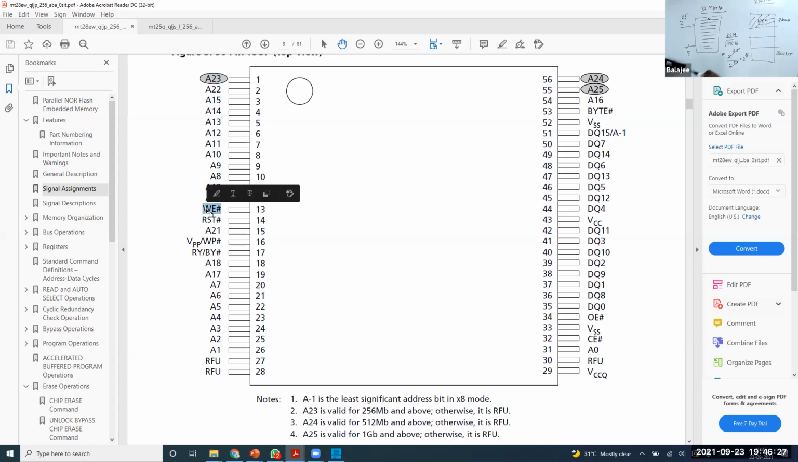Then write enable is when you are going to write something. But we are going to discuss how to write into the flash now. I have already told you that. You can go down.